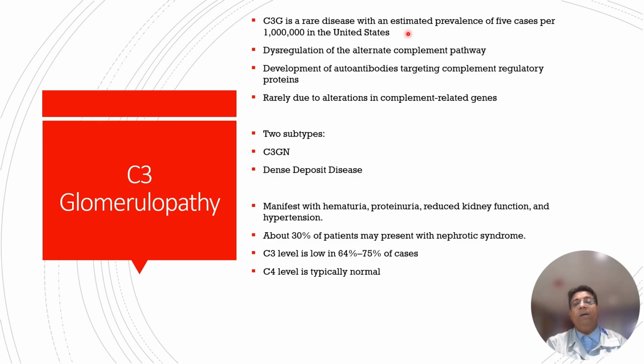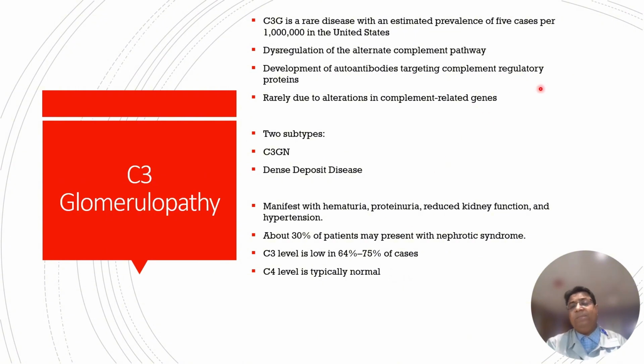C3 glomerulopathy is a rare disease with an estimated prevalence of 5 cases per 1 million in the United States. We do make a distinction between C3 glomerulopathy and C3 glomerulonephritis. C3 glomerulonephritis and dense deposit disease are two subtypes of C3 glomerulopathy, and they result from dysregulation of the alternate complement pathway. Because there's dysregulation of the alternate complement pathway, C3 is low, but C4 is typically normal.